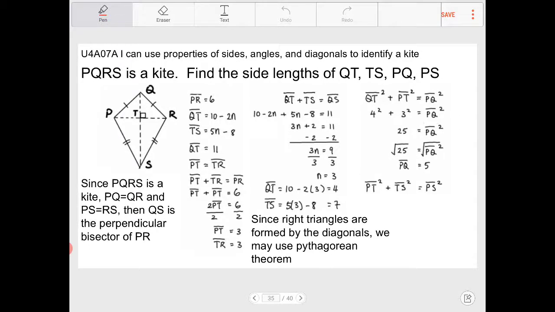And lastly, I can do the same thing to find the length of PS. I know that PT is 3, TS is equal to 7. I can then again apply the Pythagorean theorem. I know that PS, therefore, is equal to the square root of 58. Actually, that's it. You cannot reduce the square root of 58. So PS is equal to the square root of 58.